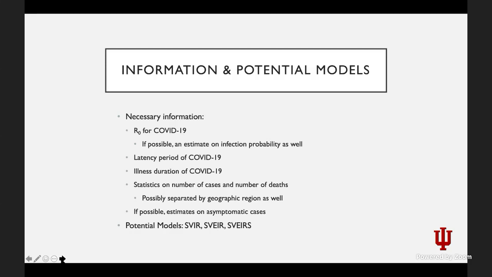Then there are potential models to explore that vary in complexity. There's SVIR, susceptible, vaccinated, infected, recovered; SVEIR, which includes asymptomatic or exposed cases; and because there seems to be some evidence that people can get reinfected with COVID, that's where the SVEIRS model comes in. So there are a lot of potential opportunities to explore here.